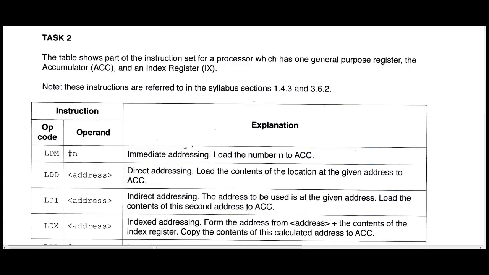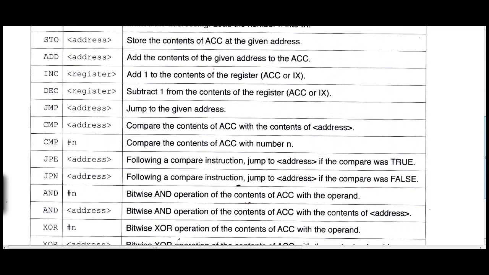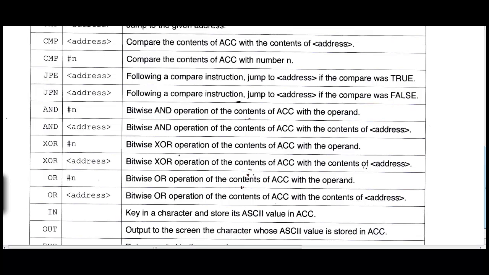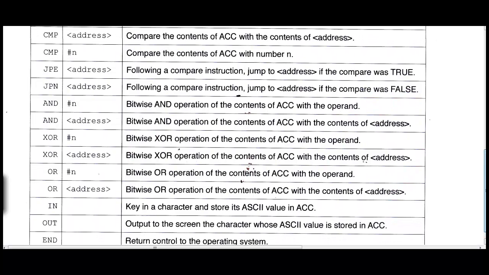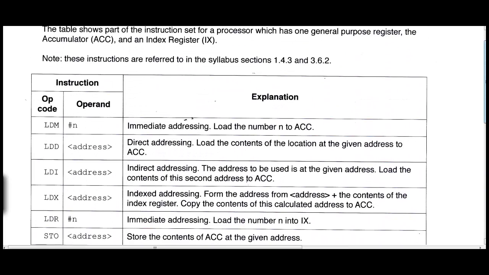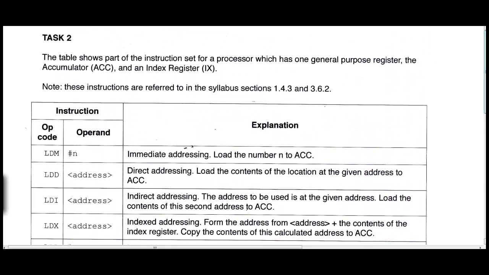Okay, task 2 requires us to do assembly programming. In task 2, we've been provided with several instructions. So this is our instruction set. We are going to use all of these instructions or some of these instructions to accomplish the task provided.